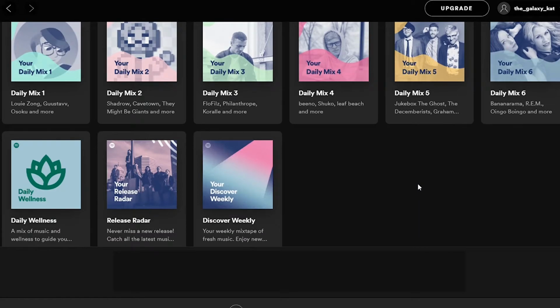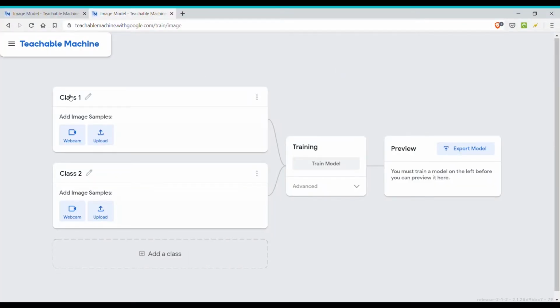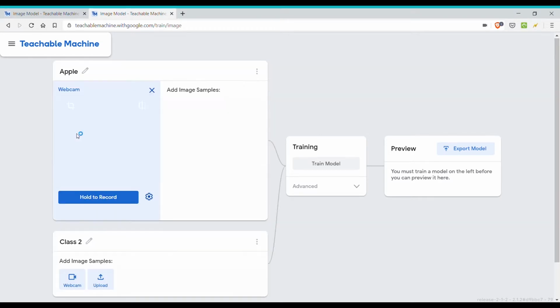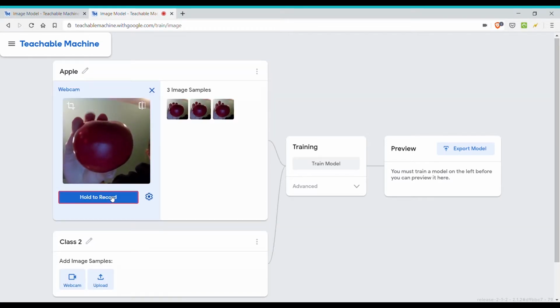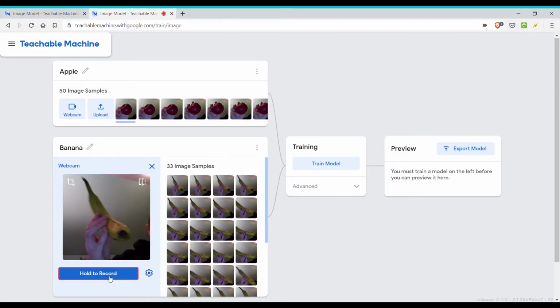Collecting data is an essential part of machine learning. If you've ever used a service like Spotify, you're probably familiar with this. It uses songs that you, and users like you, listen to recommend songs it thinks you're going to like. Adding data to Teachable Machine is really easy. Change the name of Class 1 to Apple, and click Use Webcam to take about 50 different pictures of your apple. For Class 2, do the same with the banana.